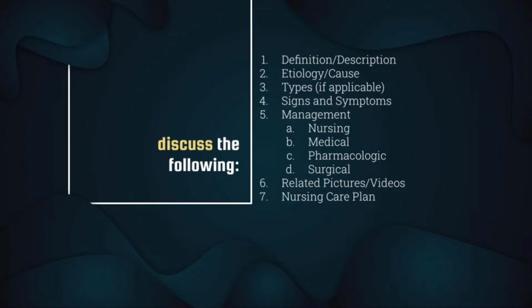For every antenatal complication, we will be discussing the following. First, its definition or description. Second, its etiology or cause. Third is the types. Fourth is the signs and symptoms. And fifth is the management in terms of nursing, medical, pharmacologic, surgical. Sixth is the related pictures or videos. And seventh is the nursing care plan.